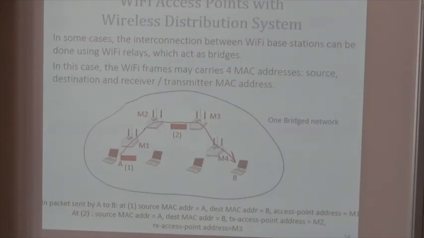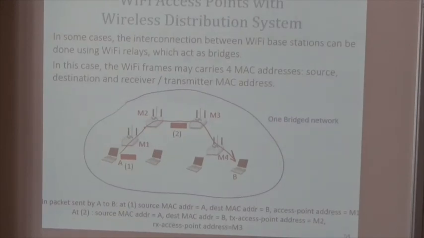Now you have, again, the same kind of problems that you had before. If we look at what happens with a packet, assume A sends a packet to B, so it will create a Wi-Fi packet, source address A, destination address B, but this packet will be sent with base station address M1, so access point M1. But now when the packet is retransmitted between M2 and M3, you have to run the Wi-Fi protocol between M2 and M3.